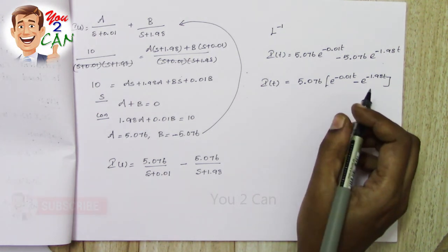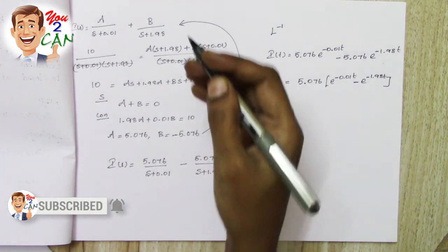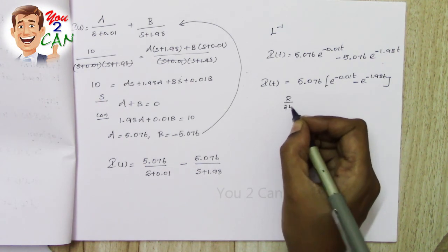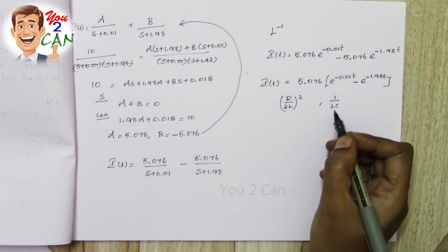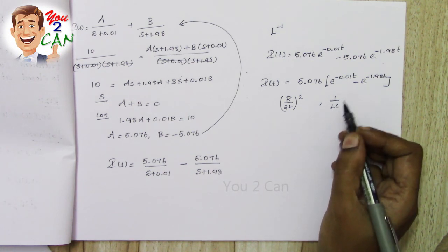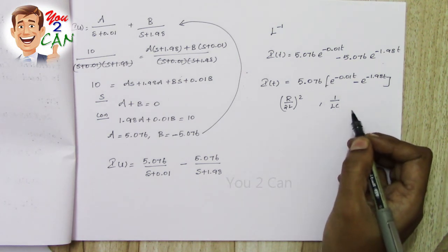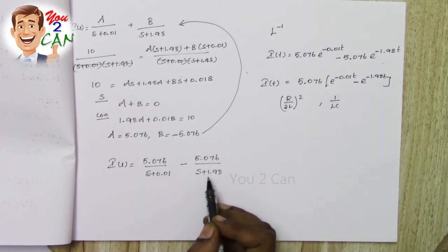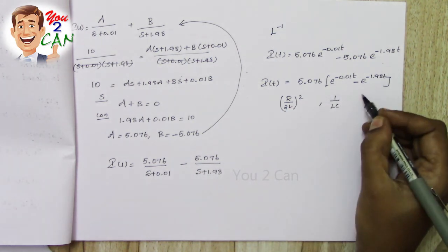So here the two roots are different, that is 0.01 and 1.98. We can solve like this also. Otherwise you can calculate the value of (R by 2L) the whole squared and 1 by LC, like the previous problem, and compare these two. If it is lesser, it is underdamped; if it is greater, it is overdamped. If it is equal, it is critically damped. If it is greater, that is overdamped, it means the roots are distinct. In this case you will get the overdamped condition. You can solve like this, and this is the final solution.